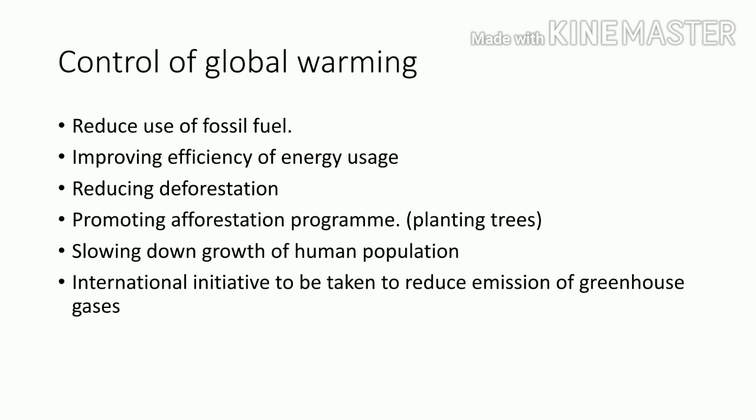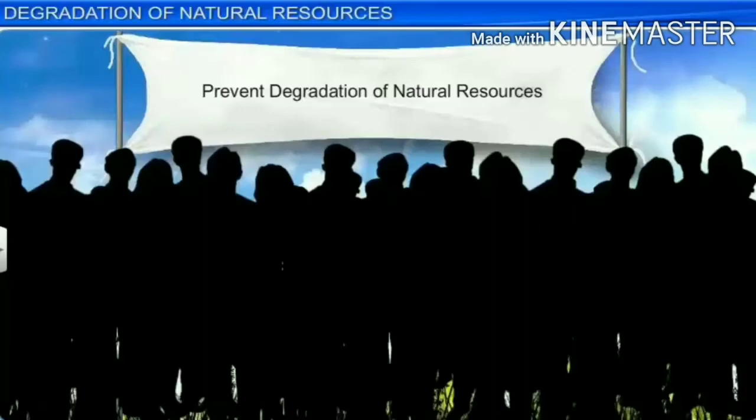Slow down the growth of the human population. Of course, due to the population, human activities are totally increasing. We have to slow down the growth rate. International initiatives are to be taken to reduce the emission of greenhouse gases. There are agencies, like government agencies, UNEP, like the international Environmental Protection Act, as well as Greenpeace. Those agencies have come for controlling global warming.